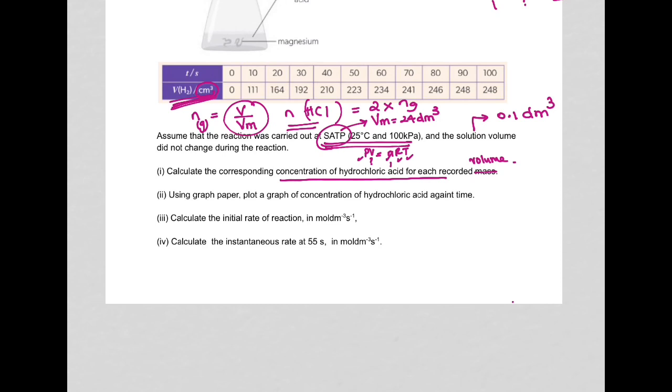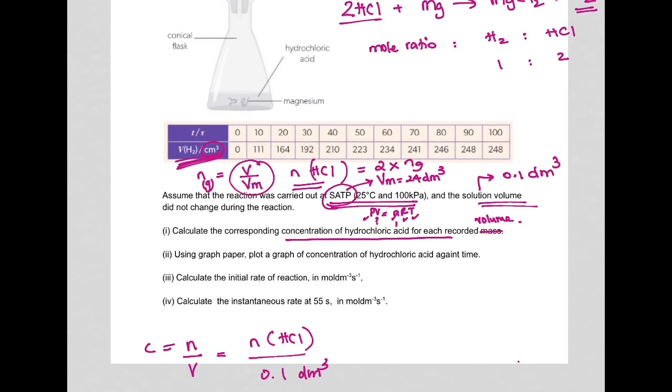Now, from the number of moles of HCl, you can get concentration of HCl. Concentration is number of moles divided by volume. So it will be number of moles of HCl divided by the volume of the solution, which is 0.1 dm cube. As you're doing this calculation, the only thing you'll have to be very careful of is the unit here. This is in centimeter cube, and here molar volume, we got it in dm cube. So you'll have to convert all of this to dm cube.